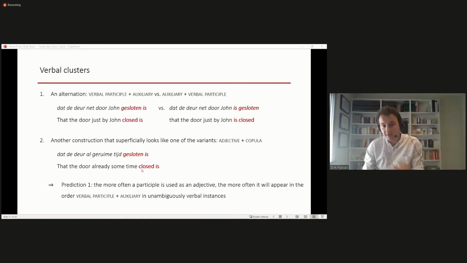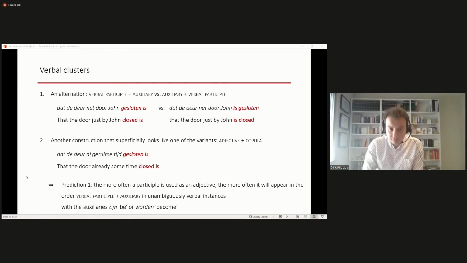All right, so that leads us to this prediction. The more often a participle is used as an adjective, the more often it will appear in the order verbal participle plus auxiliary in unambiguously verbal instances. And we have to add, this should only be the case with the auxiliaries zijn and worden. Why only with those auxiliaries? Well, because those are the only auxiliaries in Dutch that can double as copula. So this other construction only occurs with copula, of course, and hence only with zijn and worden.